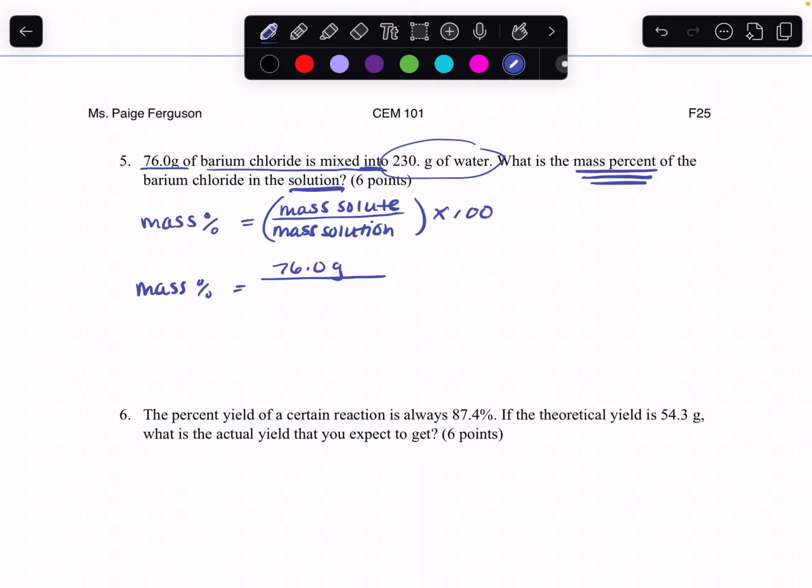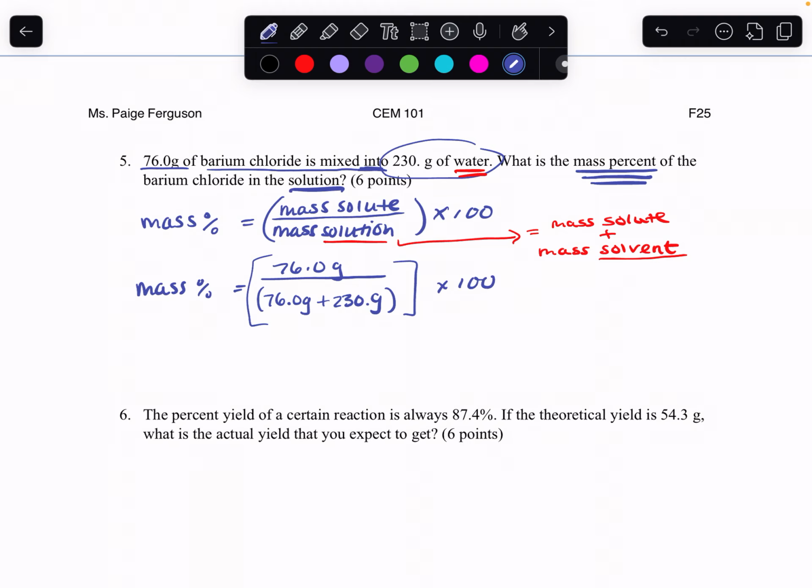Now, the trick with these solution problems is that we do have to remember something here. Mass of solution equals my mass of solute plus my mass of solvent, okay? Mass of solvent. That is what you are dissolving the barium chloride into. So that would be water. So on my denominator, I have to add together 76 grams plus 230 grams, okay? And then I'm going to multiply it all by 100. Order of operations will state you're going to add these together first, then you will do the division, then you will multiply by 100, okay?